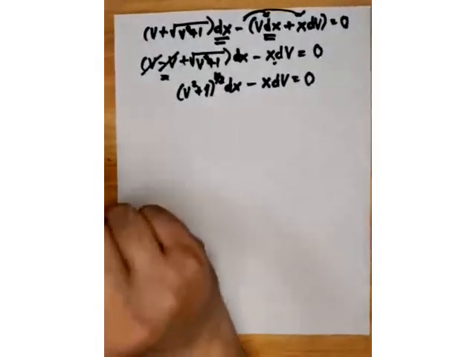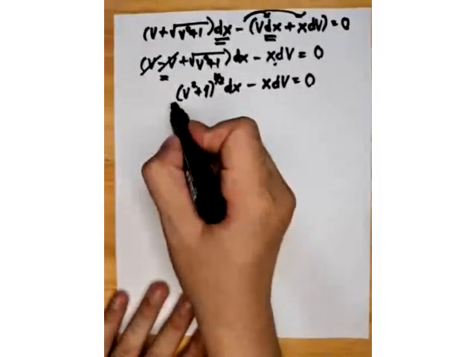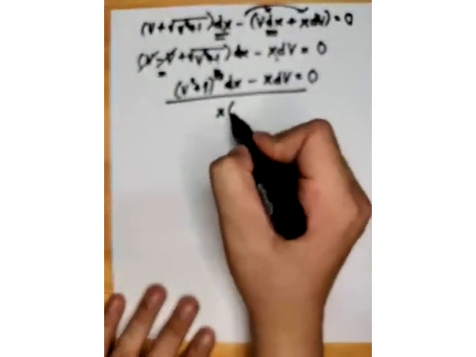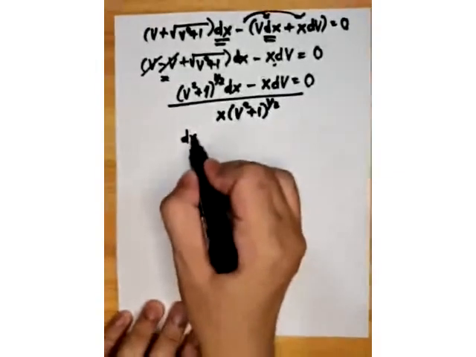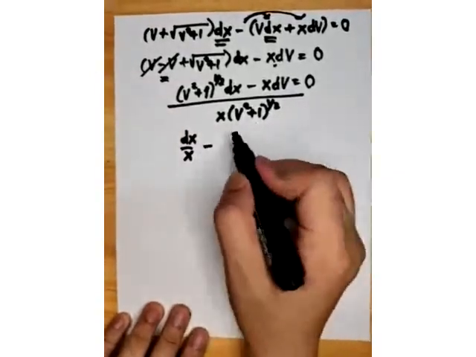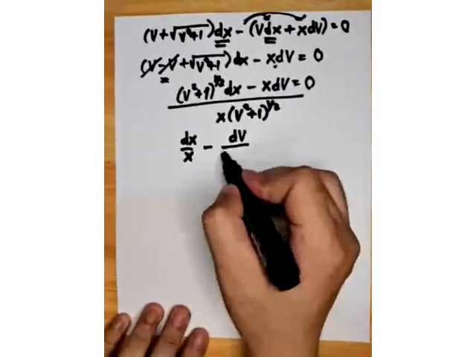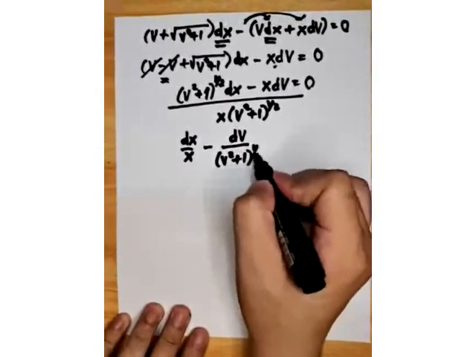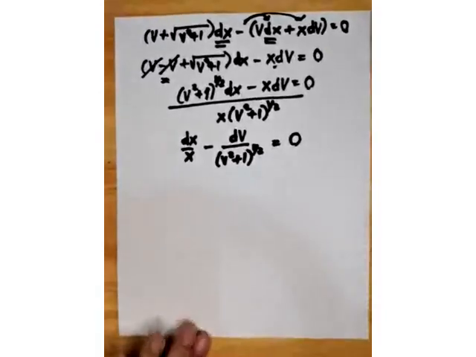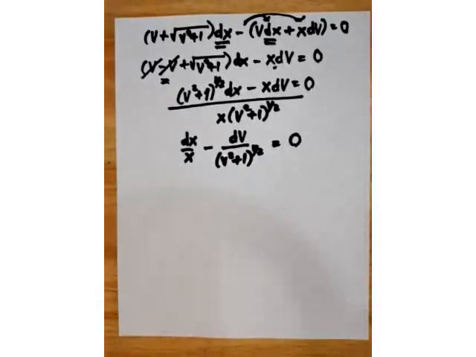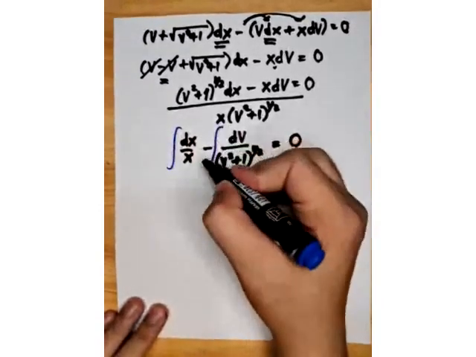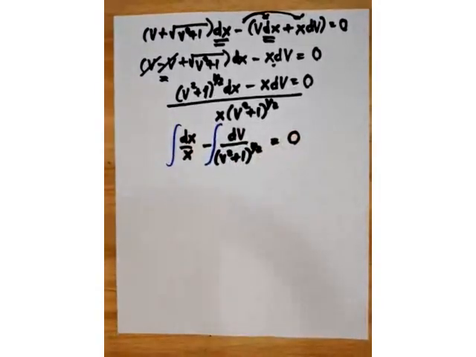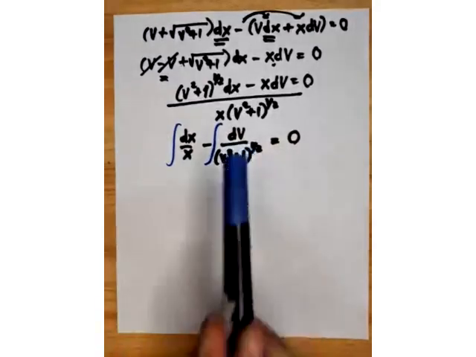So now we can do the separation. So it becomes now a separable equation. So let's divide this by x and v squared plus 1 raised to 1 half. So we'll have dx over x minus dv over quantity v squared plus 1 raised to 1 half is equal to 0. Okay, so after doing that, we can now perform the integration. So we have no problem with dx over x. That's ln.